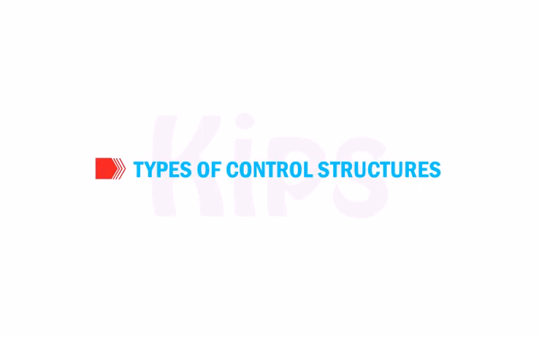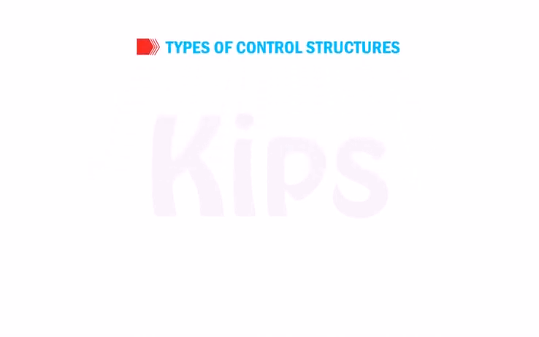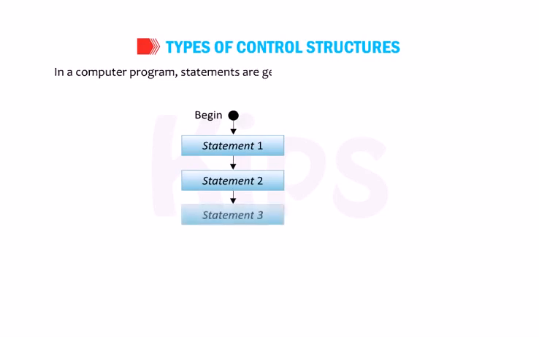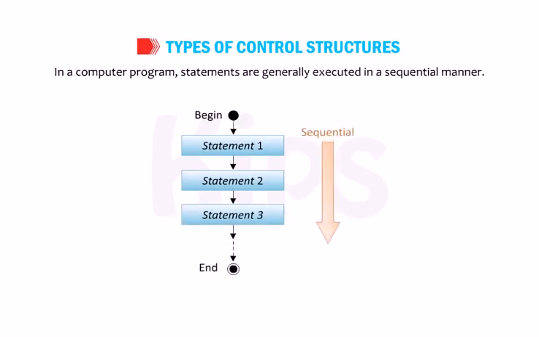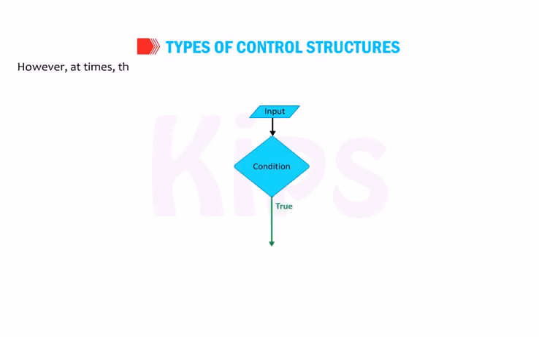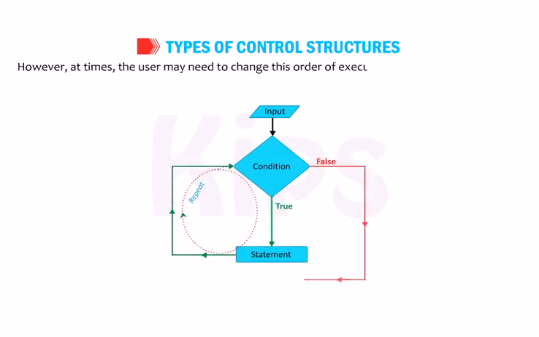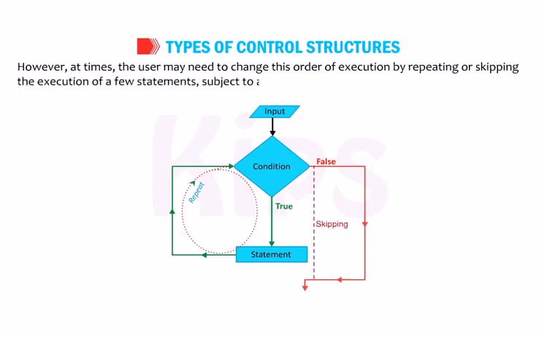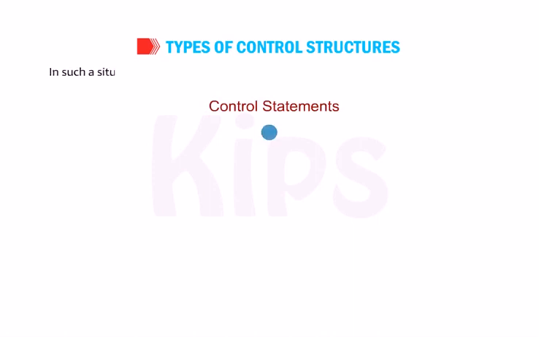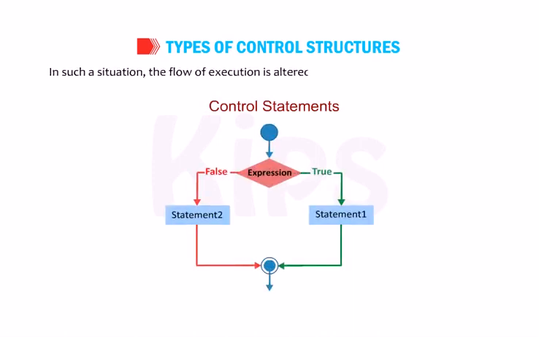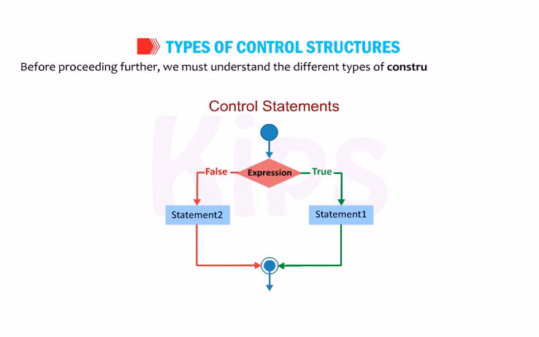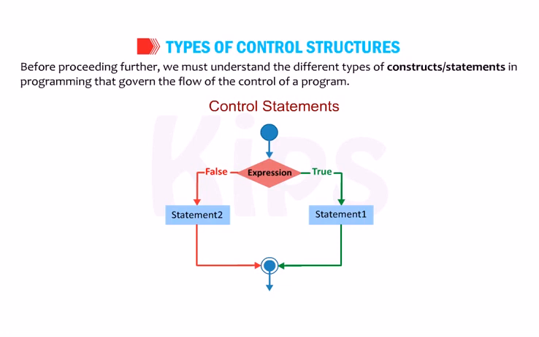Students, let us learn about types of control structures. In a computer program, statements are generally executed in a sequential manner. However, at times the user may need to change this order of execution by repeating or skipping the execution of a few statements, subject to a given condition. In such a situation, the flow of execution is altered by the use of control statements. Before proceeding further, we must understand the different types of constructs or statements in programming that govern the flow of control of a program.